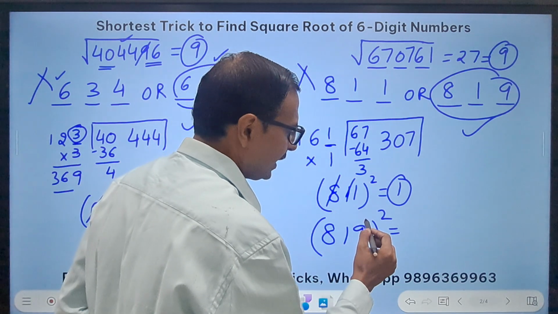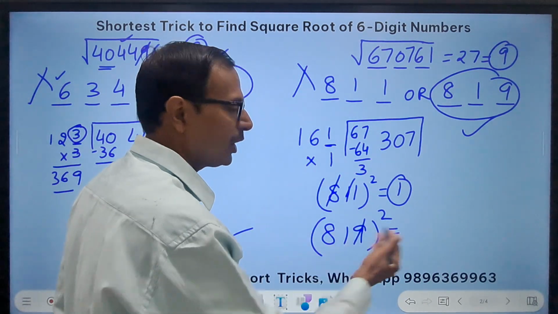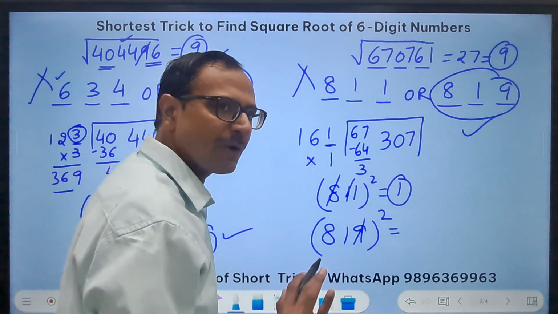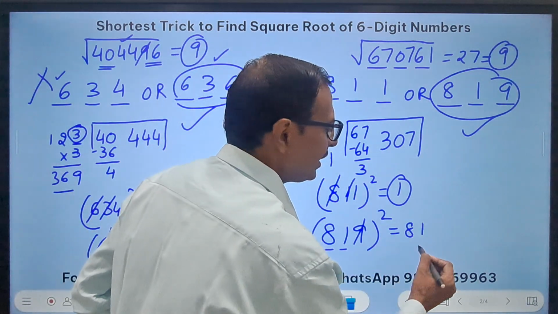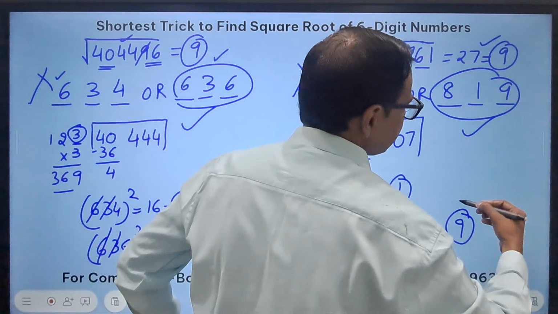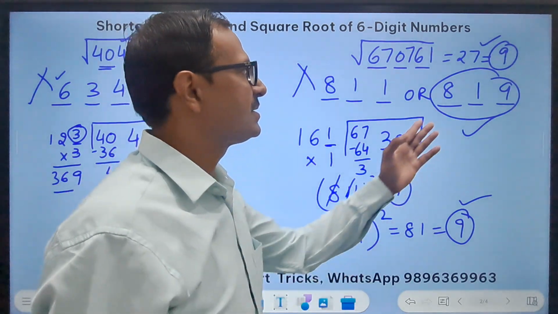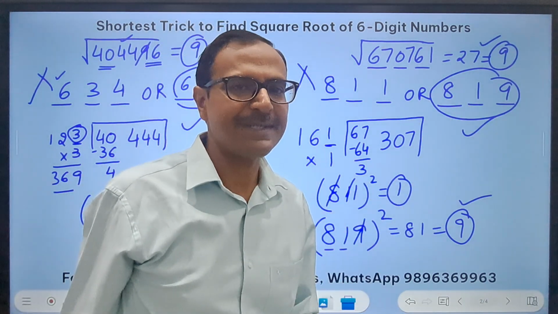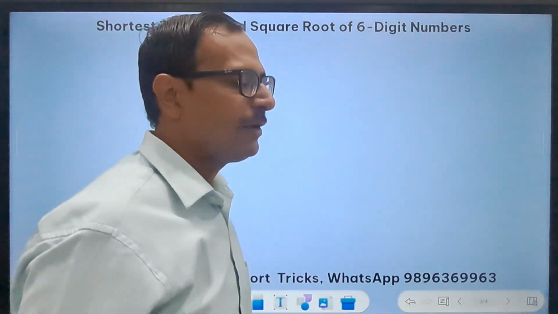I can reject a 9. If I reject everything, I won't have anything, right? So if all the 9s are getting rejected, retain one of the 9s. So 8 plus 1, 9. 9 square is 81, and 81 is 8 plus 1, 9 again. And that matches with the single digit of the given number in the square root. So my answer is 819.